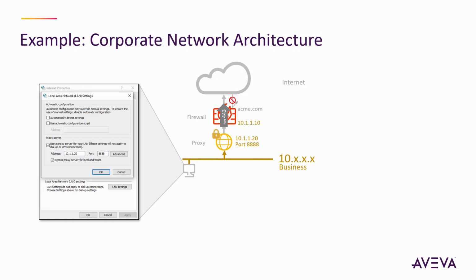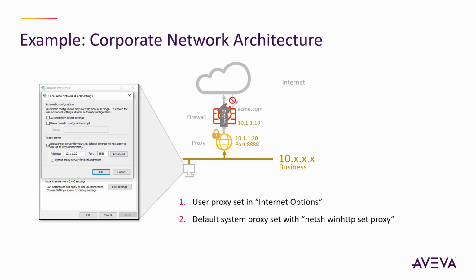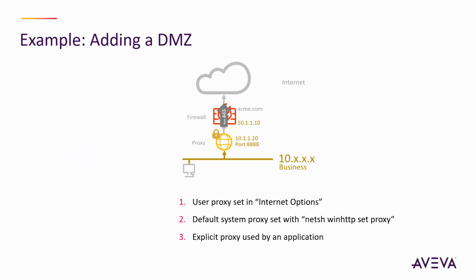There are actually three proxies to consider. So this is a user-based proxy that's configured in the Internet options in Windows. There's also a default system proxy that you can set with a command line, such as the one given here, and a few other options as well. And some applications will have their own explicit proxy settings. We'll come back to that a little bit later.